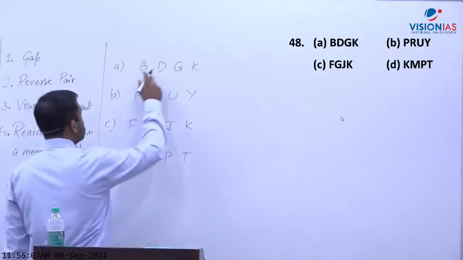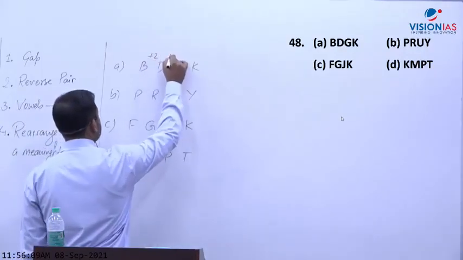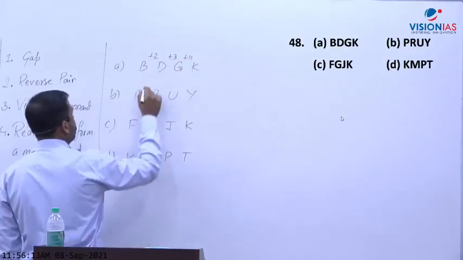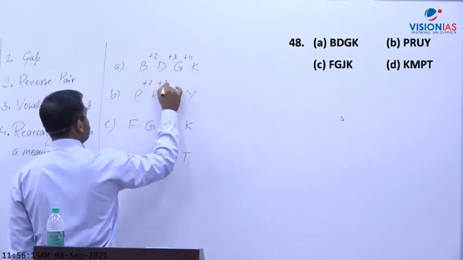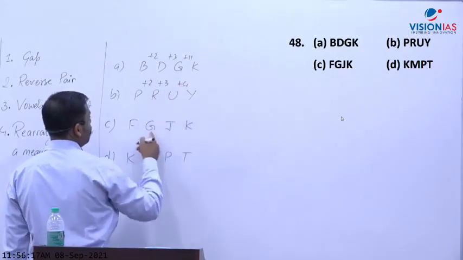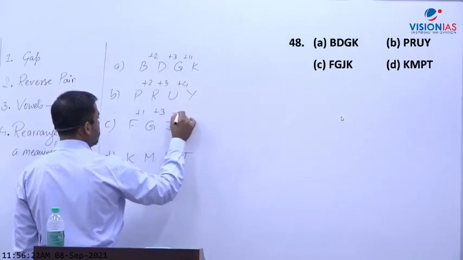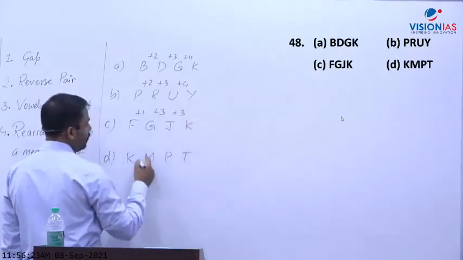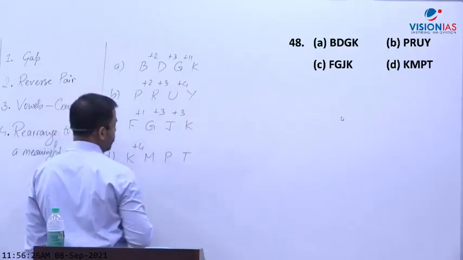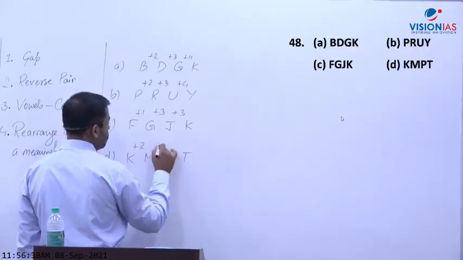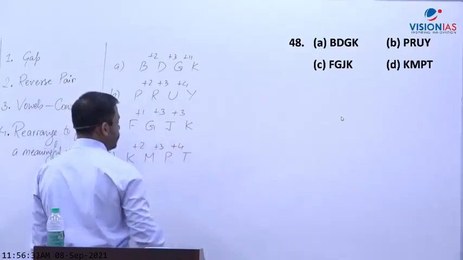Let's find the difference. B plus 2 is D, D plus 3 is G, G plus 4 is K. P plus 2 is R, plus 3 is U, U plus 4 is Y. F plus 1 is G, G plus 3 is J, and J plus 3 is K. K plus 2 is M, M plus 3 is P, and P plus 4 is T.